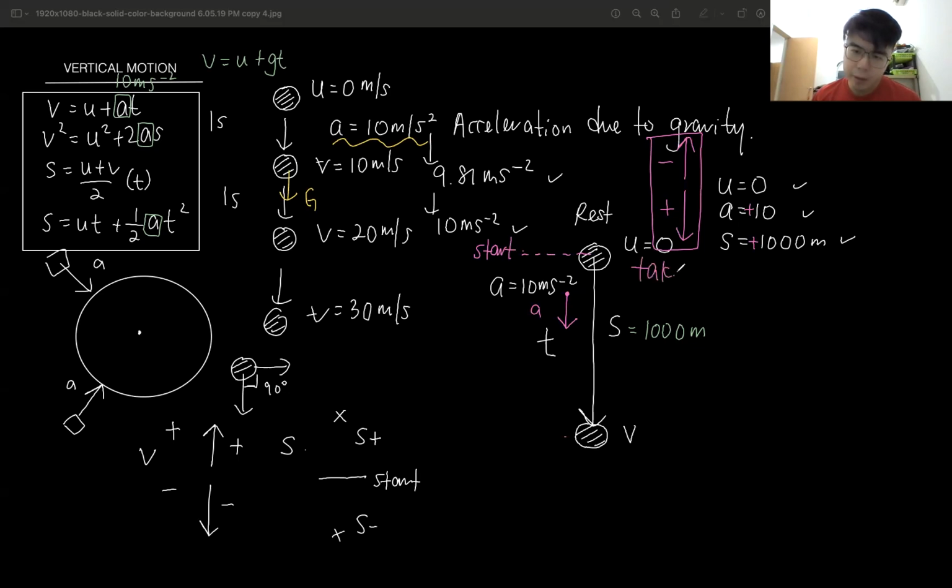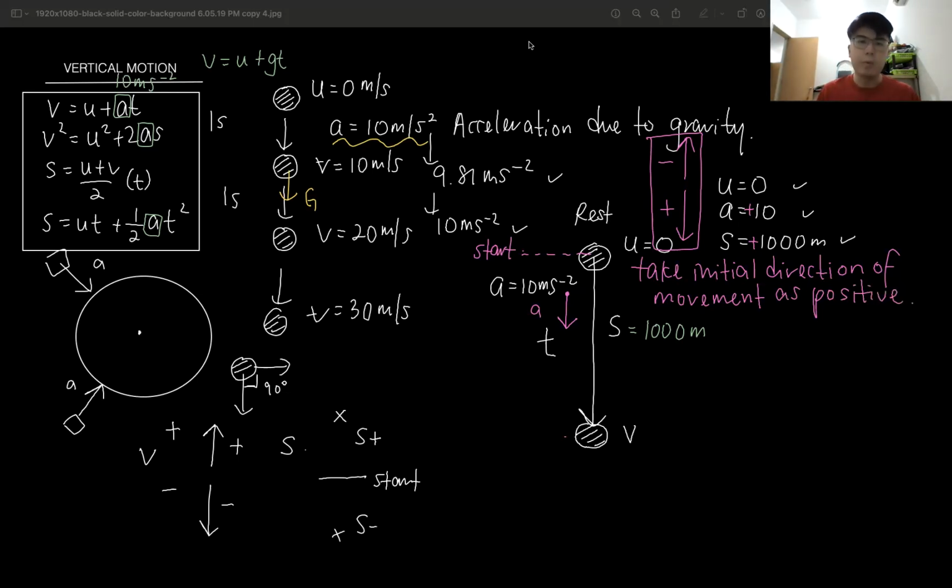Now let me write it here: take initial direction of movement as positive. Once I have declared this, I can solve. Now I want to find v. Which equation do I use? v squared equals u squared plus 2as. So v squared equals 0 plus 2 times a.